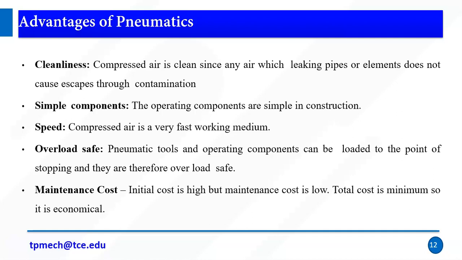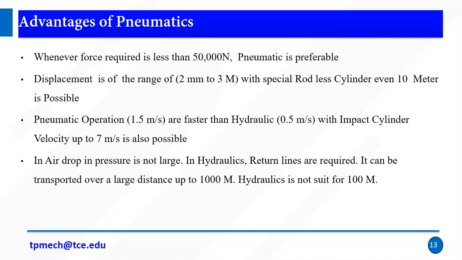Maintenance cost: the initial cost is high. Pneumatics compared to hydraulics has a high initial cost, but the maintenance cost is very low because there is no wear and tear, right? The total cost is minimum, so it is economical. Another advantage is when the force required is less than 50,000 newtons, right? So if our application requires less than 50,000 newtons, then we go with pneumatics. It's a very easy process.